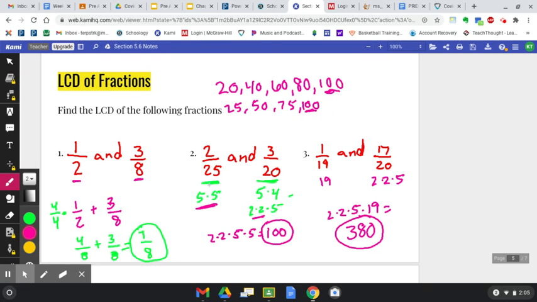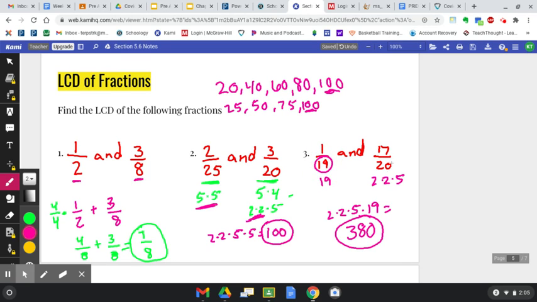Or if you did the primes, right, it's 5 times 5. Here we have 5 times 4, which is, right, 4 is 2 times 2 times 5. So I had two 2s was the most here, two 5s was the most there. That gets me to 100.